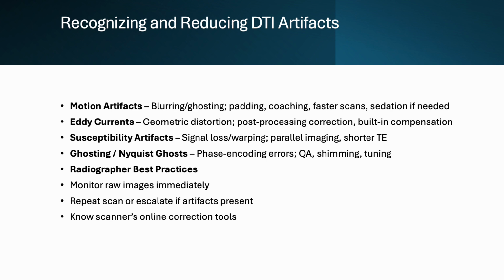Then we have ghosting. These are phase encoding artifacts caused by inconsistencies between even and odd data lines. Preventing them involves regular quality assurance of the gradient hardware, plus good shimming and coil tuning.